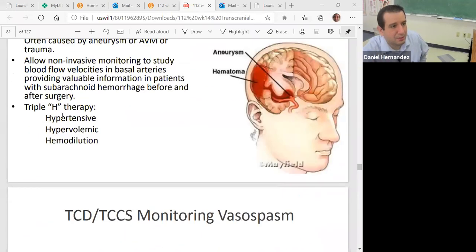We'll get into this a little bit more, particularly the hypervolemic to increase the blood flow volume. That's going to be our CO2 therapy, where we're increasing the patient's blood CO2 levels.